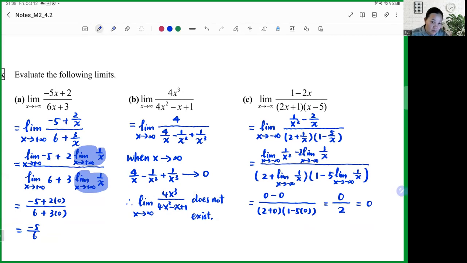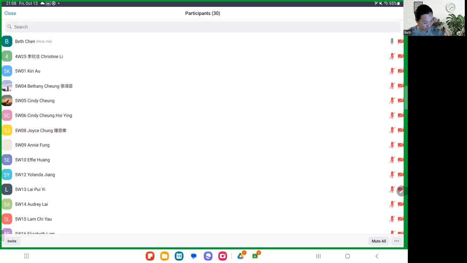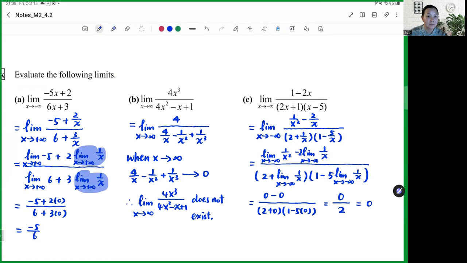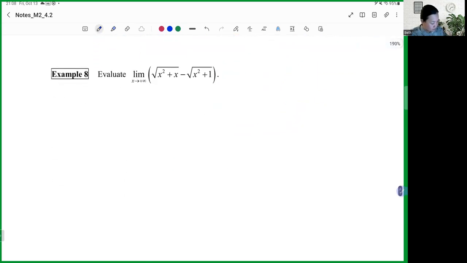So this is the answer for the classwork. Let's move on. Example 8. Find the limit.